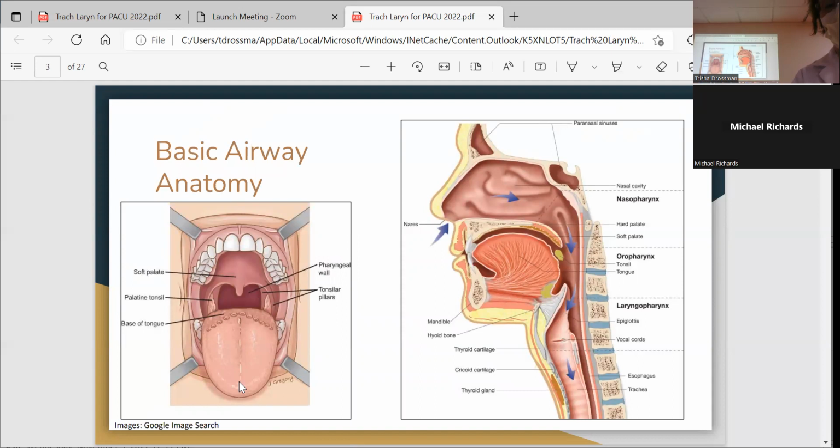So our basic anatomy of the mouth and then the neck. Just an anterior view of the mouth, you have the soft palate, the wall of the pharynx, and the tonsil pillars at the back, as well as the base of the tongue. On the side view, you can see the head and neck area is divided into three areas. You have the nasopharynx, which has the hard and soft palate and the nasal cavity, and then the oropharynx, which comprises the tongue and the tonsils, and the laryngopharynx, which has the epiglottis, the cords, thyroid cartilage, and then below that the hypopharynx, which is the esophagus, trachea, and thyroid glands.